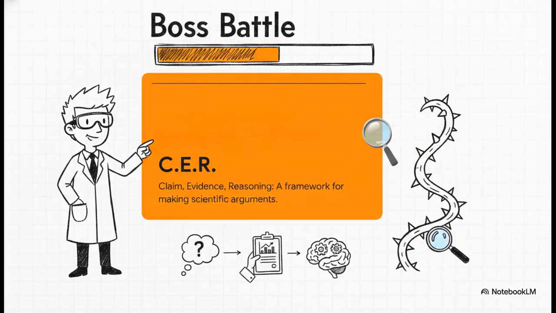To conquer this boss battle, we have to structure our answer like scientists. We're going to use the CER framework. That means first making a claim, a statement of truth, then providing evidence, the actual data or observations that support it, and finally, the reasoning, explaining the scientific logic of exactly how your evidence proves your claim. Let's solve this thorn problem using CER right now.